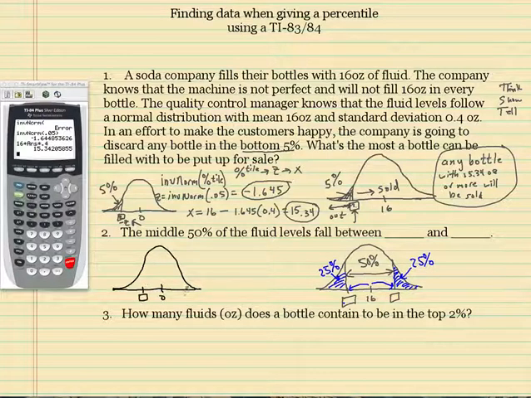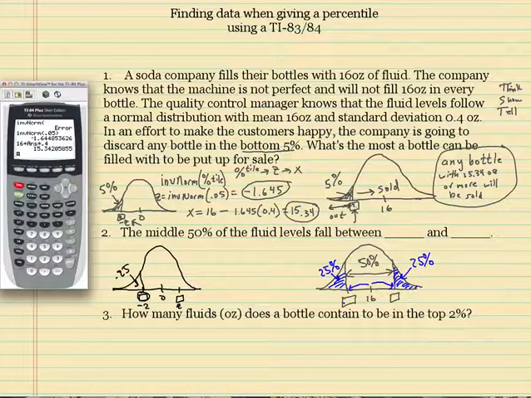So I'm looking for this z-score, and I'm looking for this z-score. This is a negative z-score, and that's a positive z-score, but it's going to be the same z-score. So all you have to do is find this one. This is 25%. All you have to do is find this one, and you know this one already. Okay, so let's go ahead and do that.